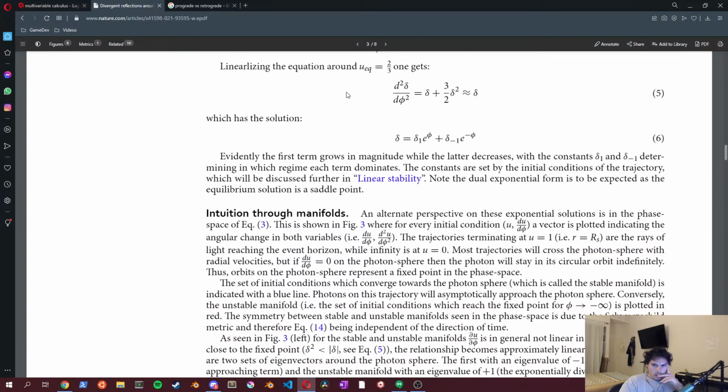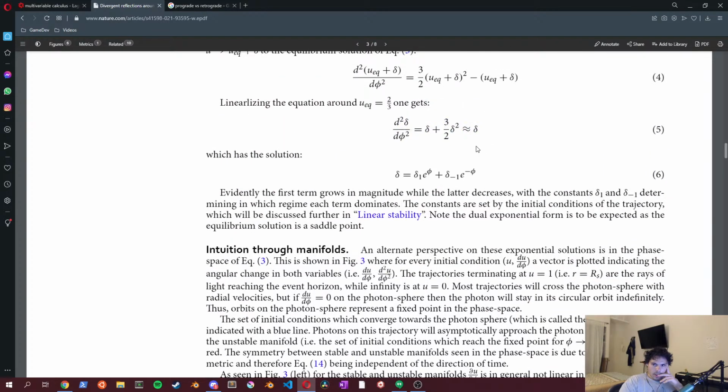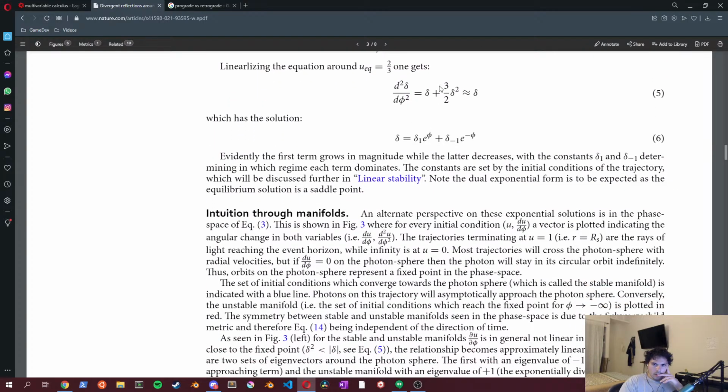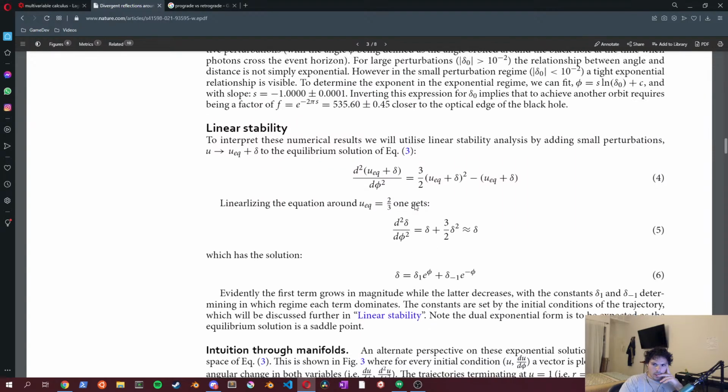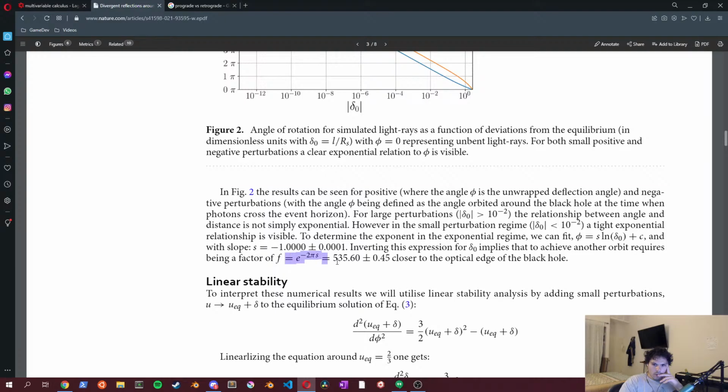Okay, just some algebra. So you end up with this equation, and they're just going to approximate this as delta, because delta is really small. So they're throwing away delta squared terms. And they say you get this equation, which does look like the formula they had before, right here.